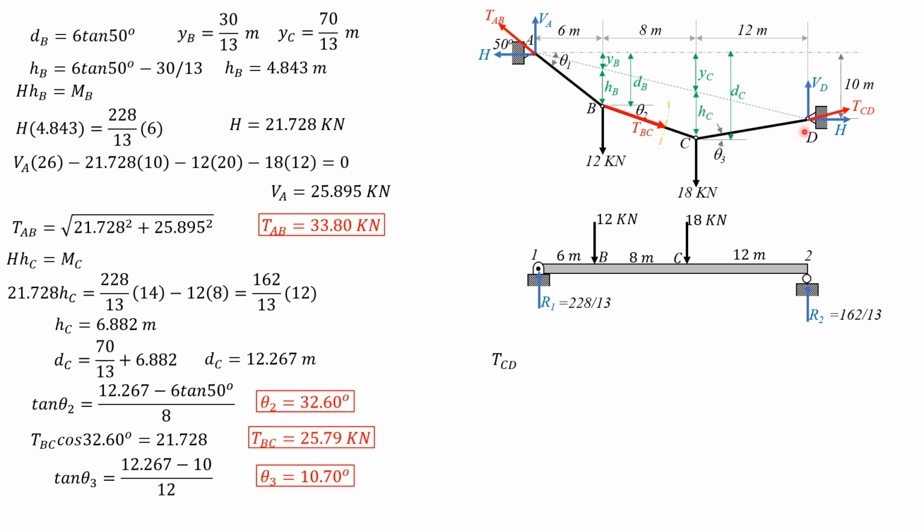Then tension CD cosine of 10.70 degrees equals H, which is 21.728. So tension CD is equal to 22.11 kilonewtons, just like before. So that's it for this problem. I presented two ways, and in your case, you may just present one way, unless you are instructed to solve it in two ways.